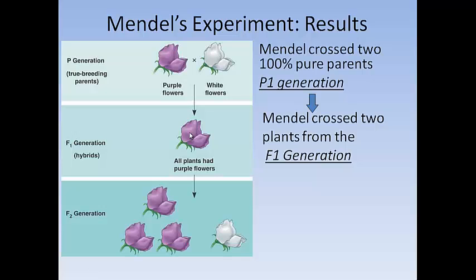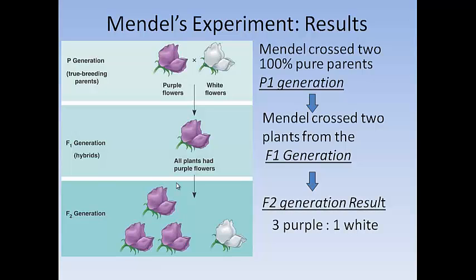And what he found was that their offspring always produced purple flowers and white flowers, but there were always 3 purple flowers for every white flower. They were always in the ratio of 3 to 1 in this second generation.